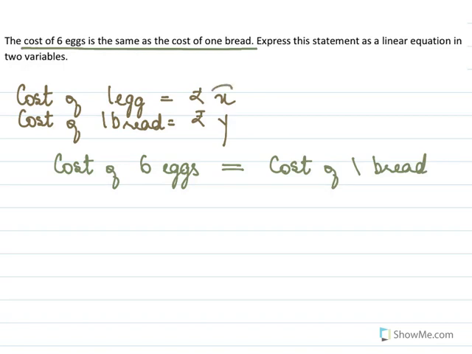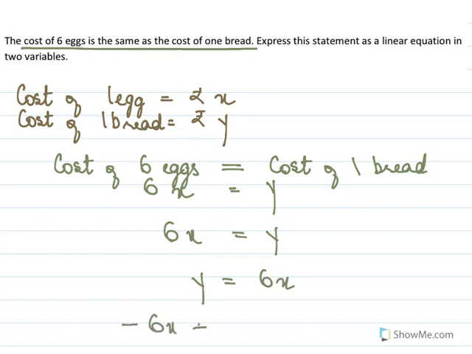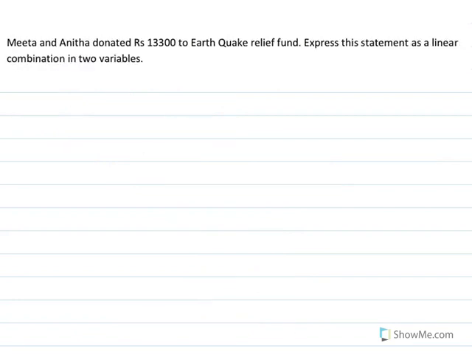Now what is the cost of 6 eggs? 1 egg costs X. So 6 eggs will cost 6X. And 1 bread, of course, is Y. So the equation is 6X equal to Y, or you can write Y equal to 6X. You can also write it as minus 6X plus Y equal to 0.